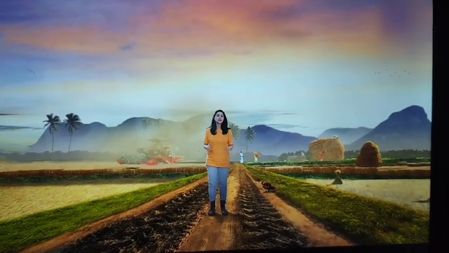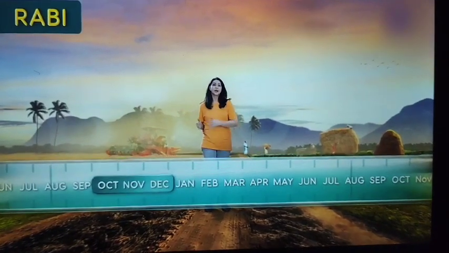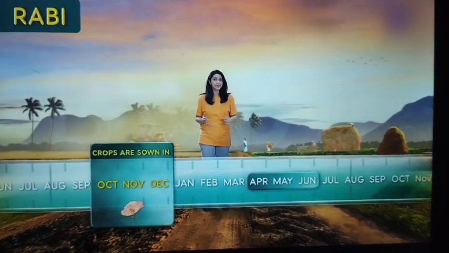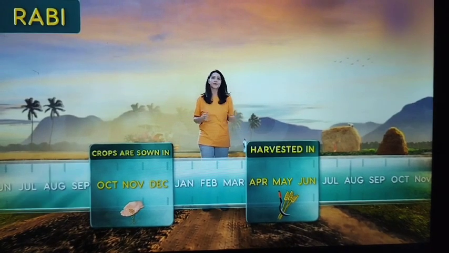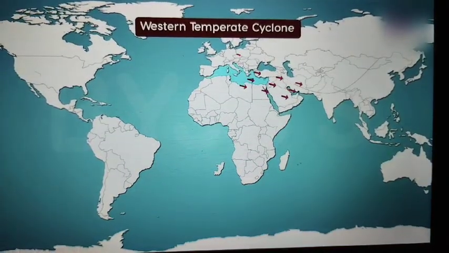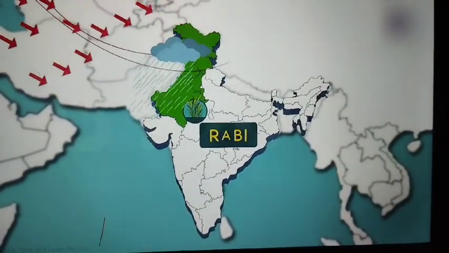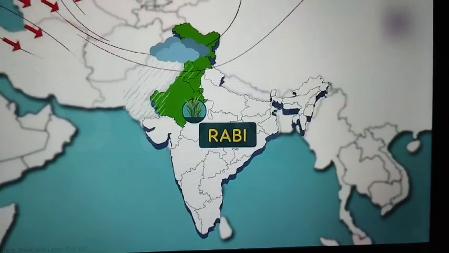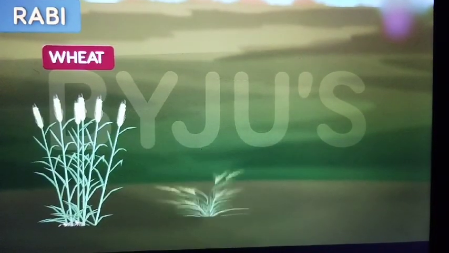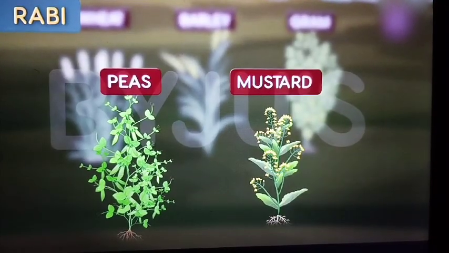Rabi season begins with the onset of winter. Crops are sown between the months of October and December and harvested from April to June. Western temperate cyclones during winters bring rainfall and help in the cultivation of Rabi crops in the northwestern region of India. Rabi crops include wheat, barley, gram, peas, and mustard.